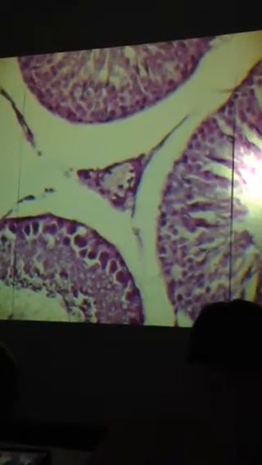Okay, what's in the center there? Interstitial tissue, right. What organ is this? Okay, and what are the things around it? Seminiferous tubules. Okay, what organ? This is the lung, okay?